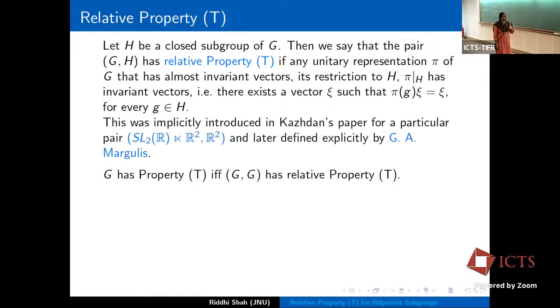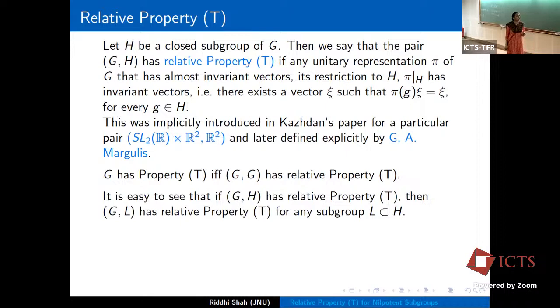This was implicitly introduced in Kazhdan's first paper for a particular pair, SL2(R) semi-direct product R^2, and later defined explicitly by G. A. Margulis. Margulis is the famous Fields medalist, you know. So G has property T if and only if G has relative property T relative to G, right? It is easy to see that if (G,H) has relative property T, then (G,L) has relative property T for any subgroup L of H.